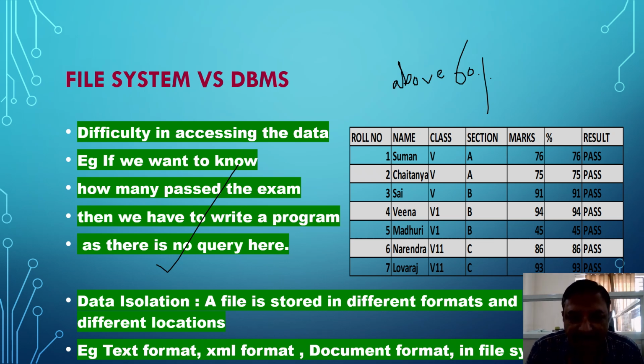Next, in file system, we are talking about the difference between file system and DBMS. Data isolation. A file is stored in different formats in different locations: text format, XML format, document format. In different formats we can store in a file system. So the data is isolated. For example, text format is different, Excel format is different, document format is different. So it is difficult to access the data. Why? Because we have to write a query there. That is the difference between file systems.